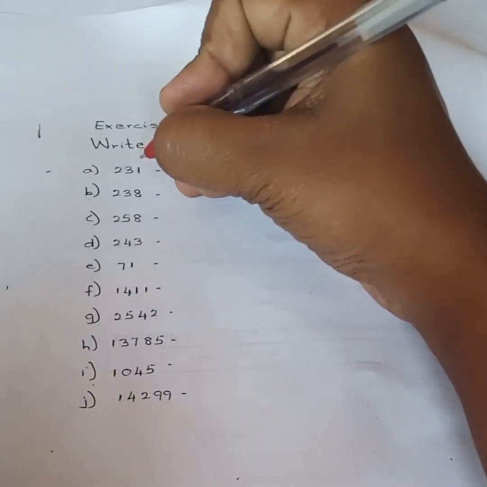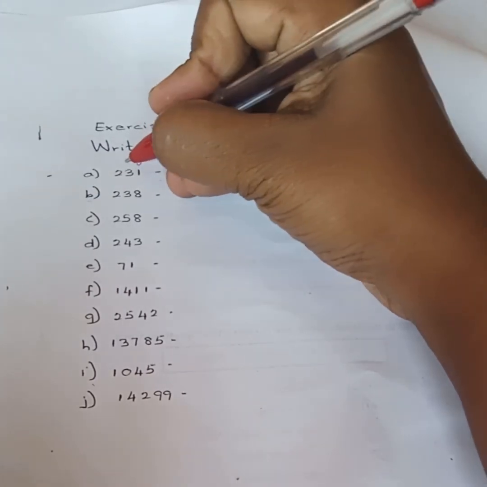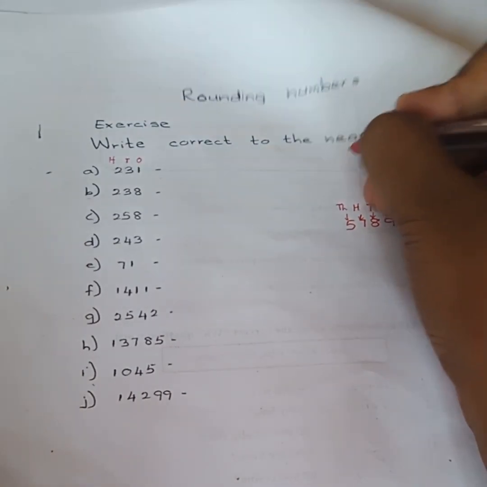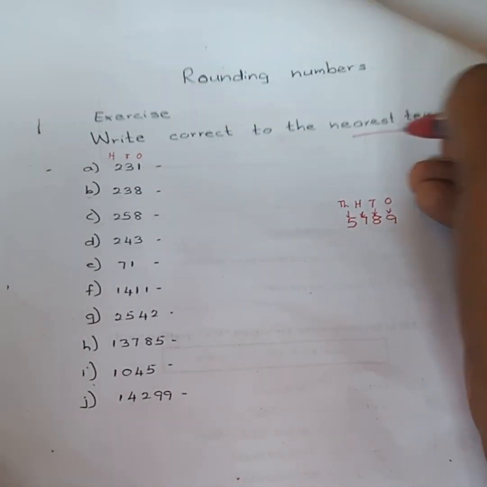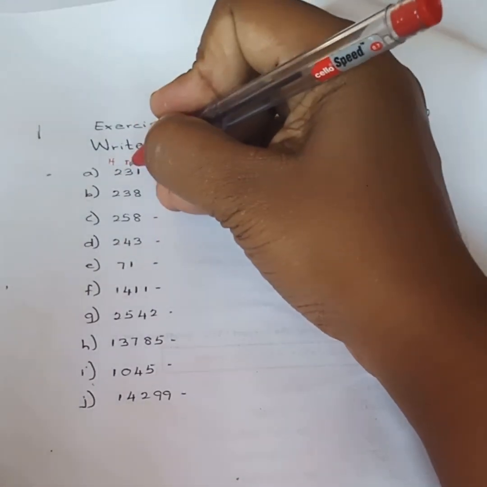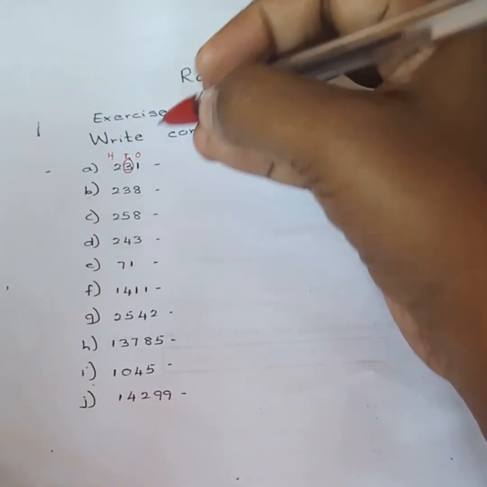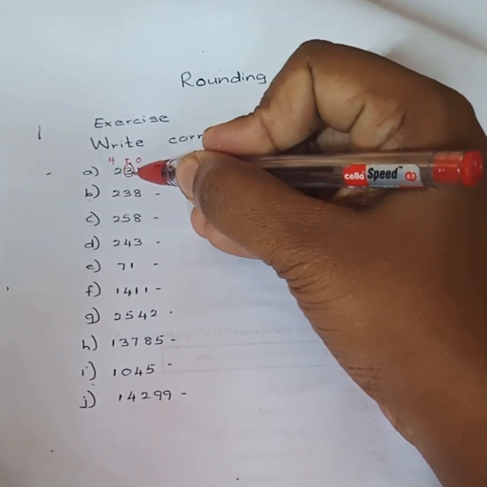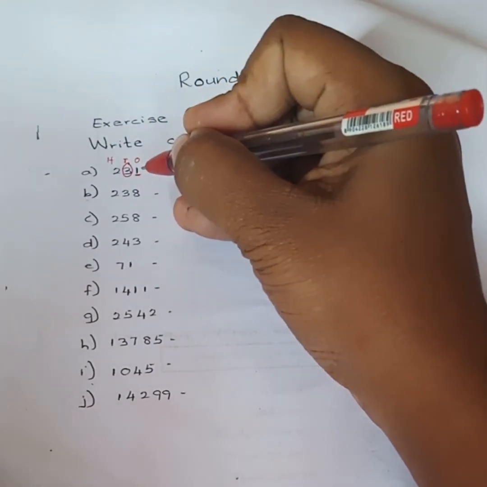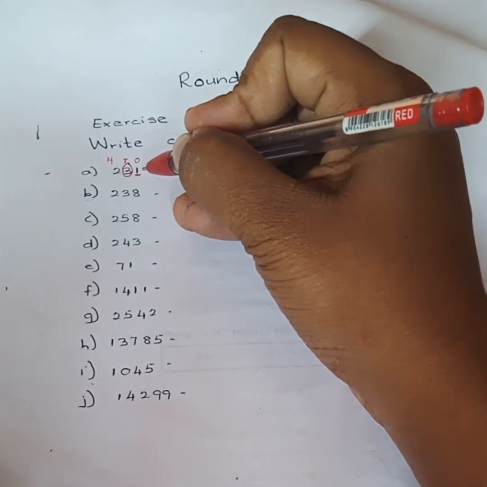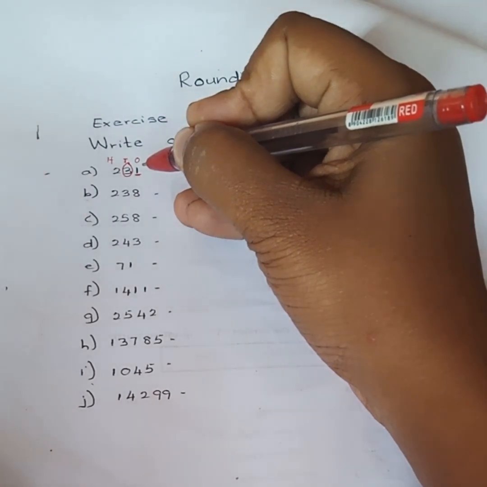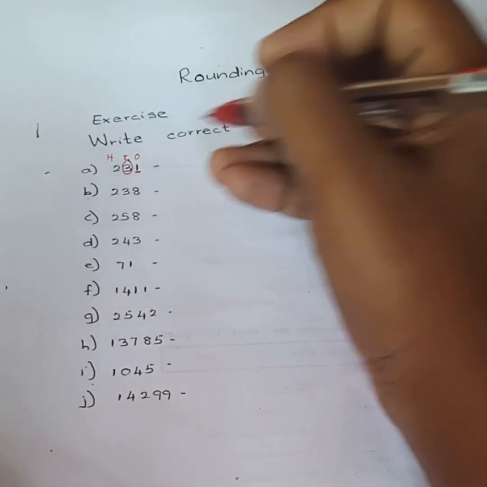Okay, let's move to the activity. 238. So the first value is ones, tens, 100. Now they are asking to round off to the nearest 10. So what is the tens value here? The tens value is 3. So we need to consider the next door value, that means the ones value. The ones value is 1.